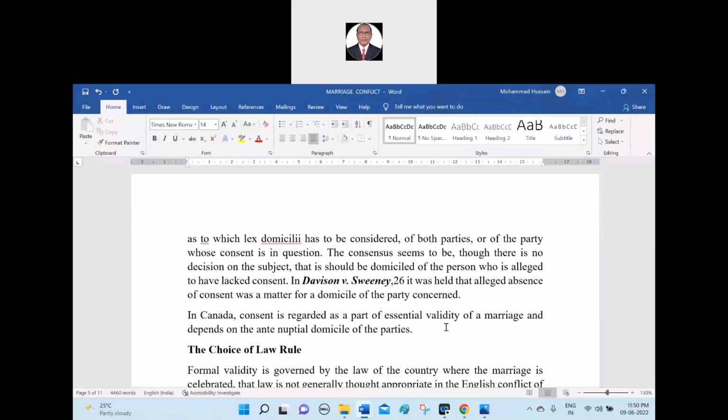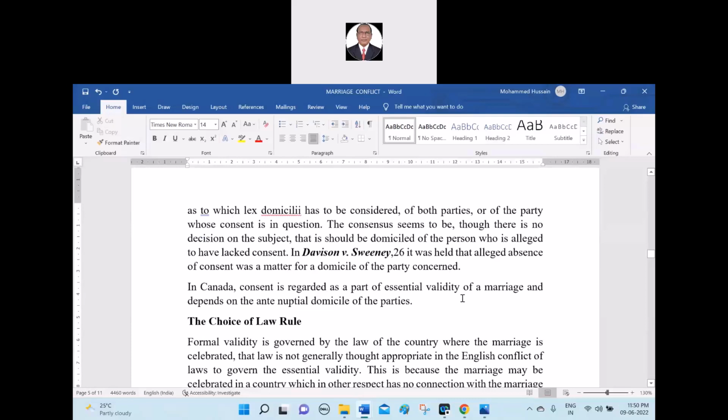Let us see one of the case laws, Davison versus Sweeney. I repeat, Davison versus Sweeney. It was held that alleged absence of consent was a matter for the domicile of the party concerned. So it will depend upon the domicile of the party concerned whether consent should be necessary or not. But for the boys or girls, or the man and woman, consent is a must. But in certain places, whether the parents' consent is necessary or not will be a different issue. It depends upon the type of marriage conducted.